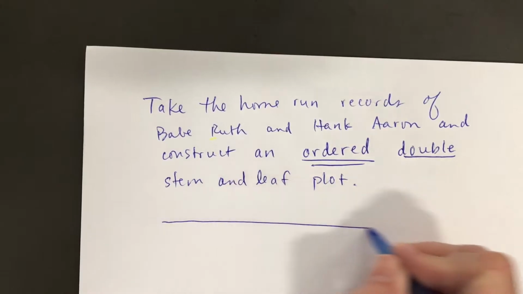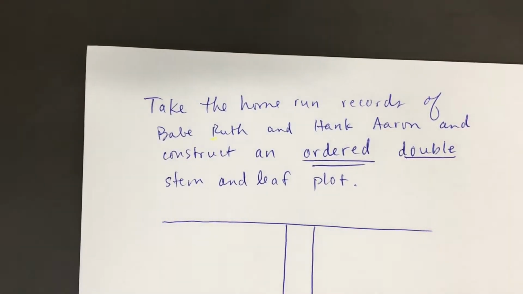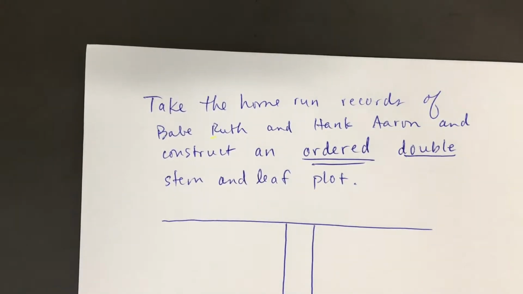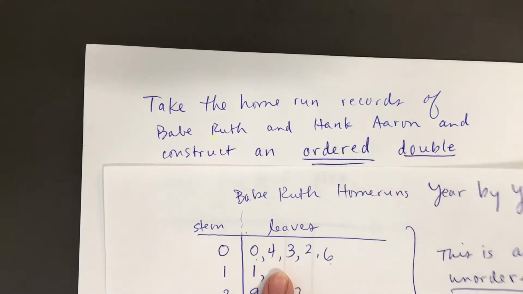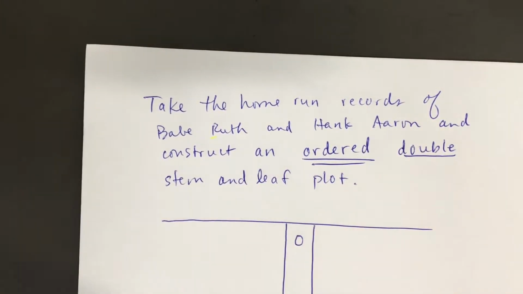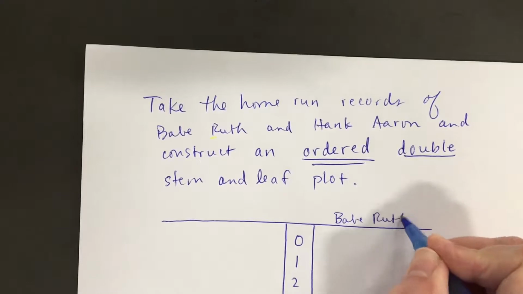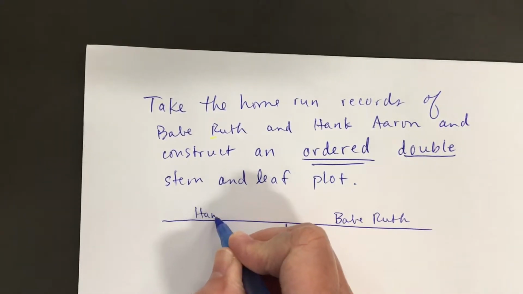But for the double one, the stems are going to be in the middle. As I look back at the data, Babe Ruth had some single digits, so I'm going to have a 0 for the 1s, 10s, 20s, 30s, 40s, 50s, 60s. Babe Ruth had a year where he hit 60, so I'll have to have that in there. On the right side, I'll put Babe Ruth. On the left side, I'll put Hank Aaron.